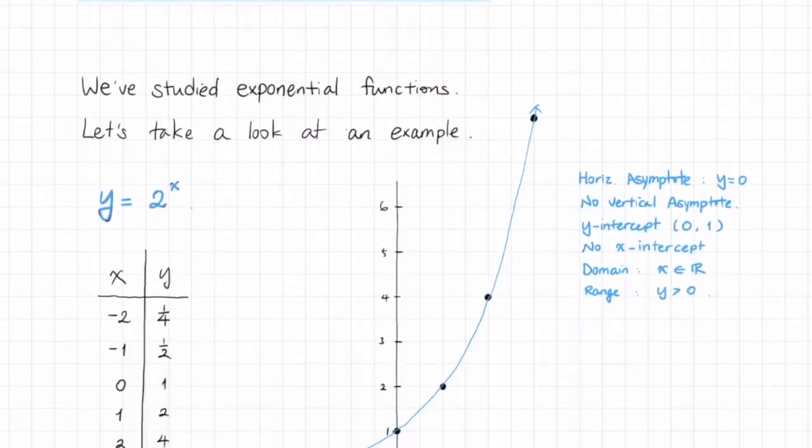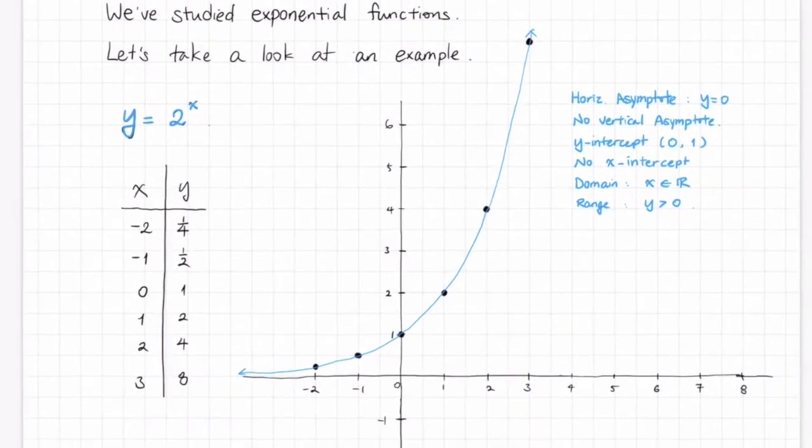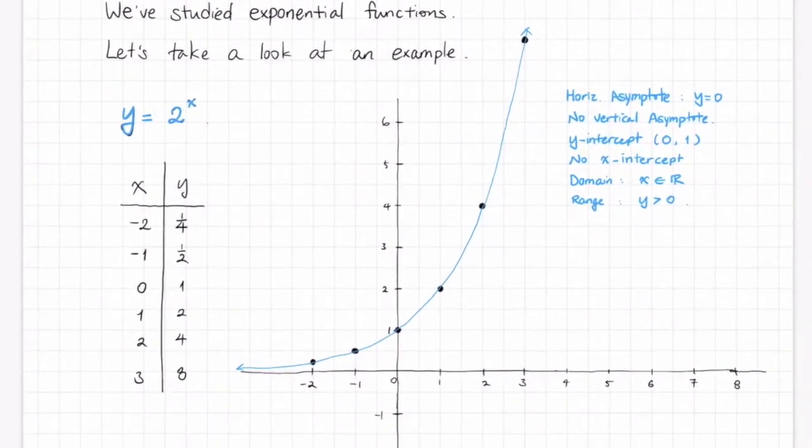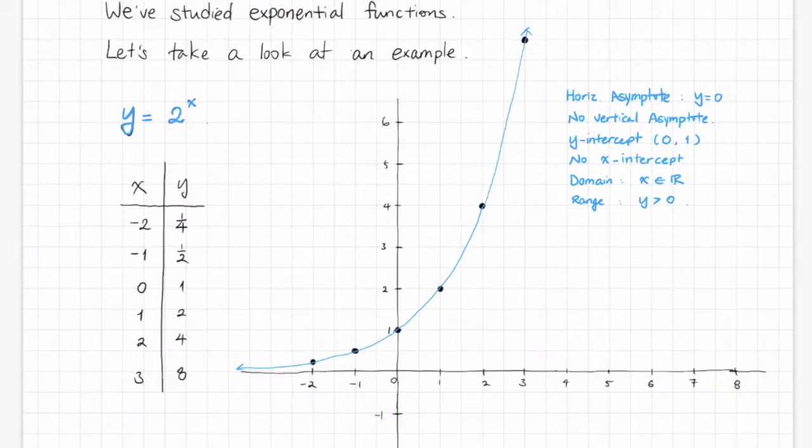So let's go back and look at this function that we already know. I'm looking at y equals 2 to the x, and I made a table over here with some x values, and I evaluated it and found the x, y values here, and I plotted those points, and I drew a nice little curve in blue.